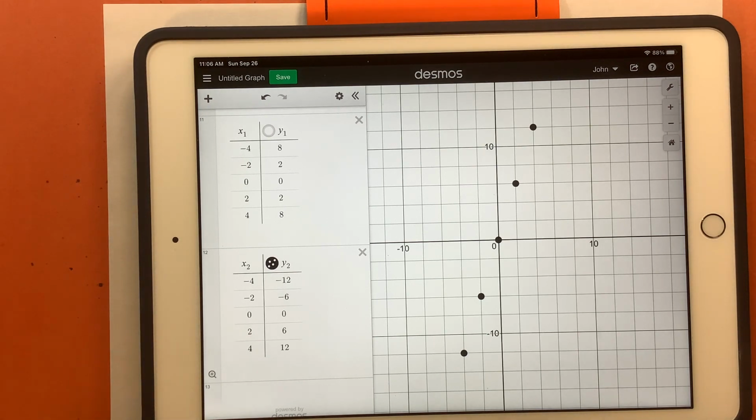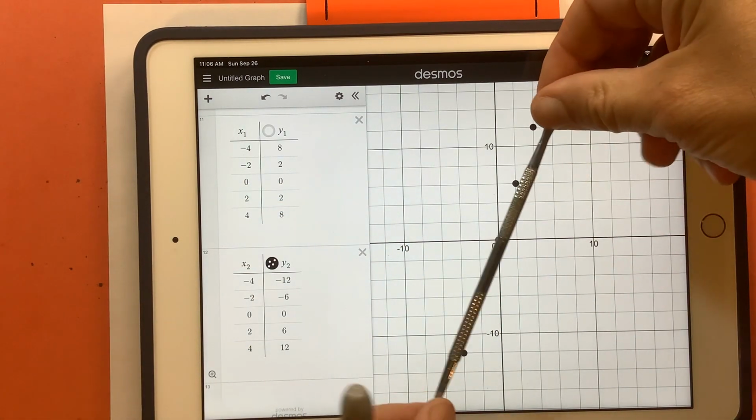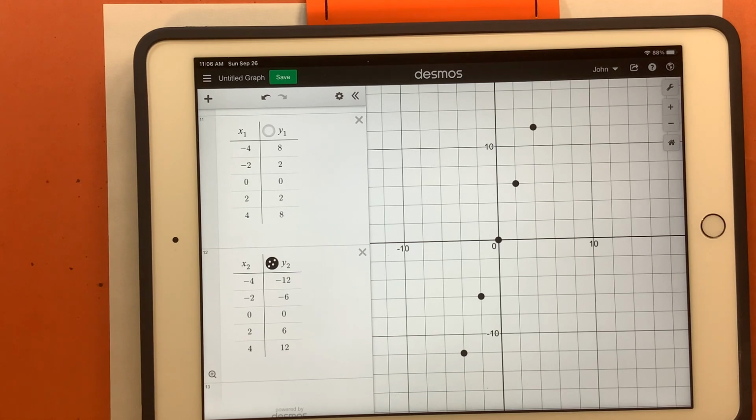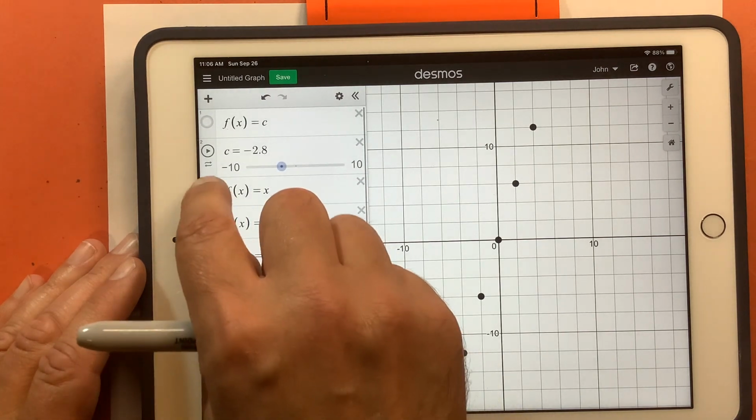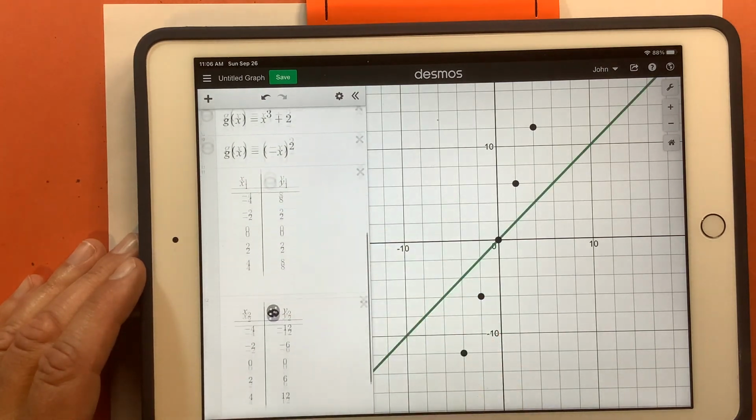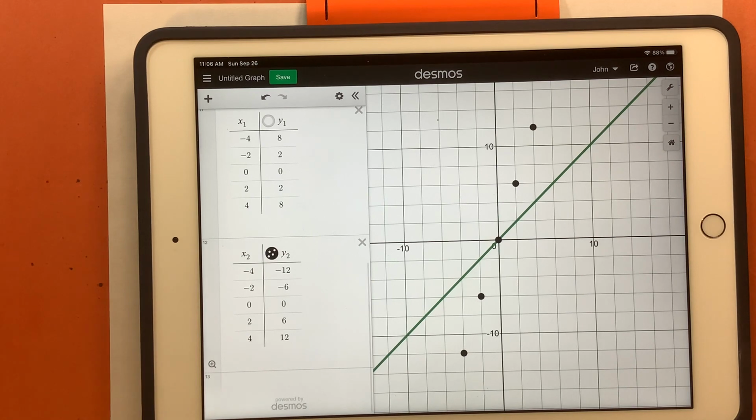Now it looks like I could lay a ruler right along here. That's not a ruler, it's my tool that I'm using as a pointer. But everything seems to be in a line. So I think this is going to be a linear function. Let's go up to the linear functions right here. Okay, so yeah, but it does not have the same slope.